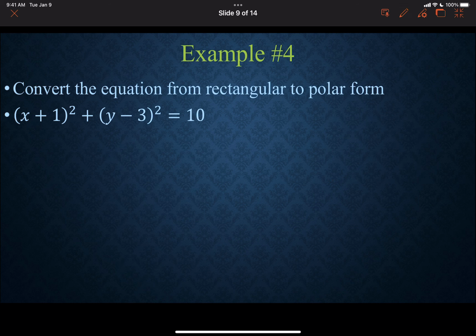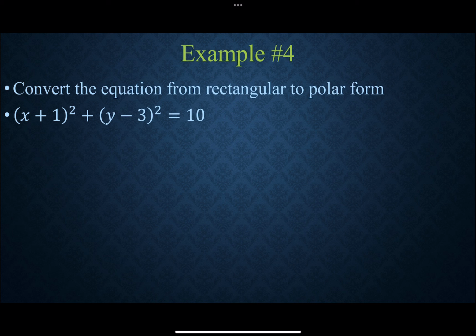All right, now here we have our equation of a circle. We have (x plus 1) squared plus (y minus 3) squared equals 10. What we're going to do is actually FOIL this out. x squared plus 2x plus 1, y squared minus 6y plus 9. And then we're going to group the x squareds and y squareds together, and group the x terms and y terms together. You'll find the 1 and the 9 become a 10 and cancel the 10 on the right side.